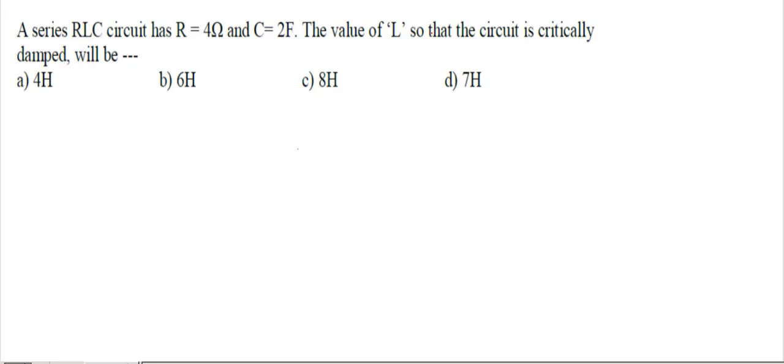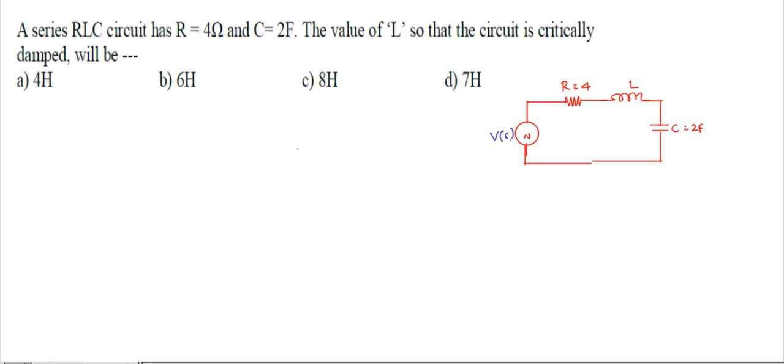The question given is: a series RLC circuit has a resistance of 4 ohms, an inductance L, and a capacitance C of 2 farads. He asked the value of the inductance L if it is critically damped.